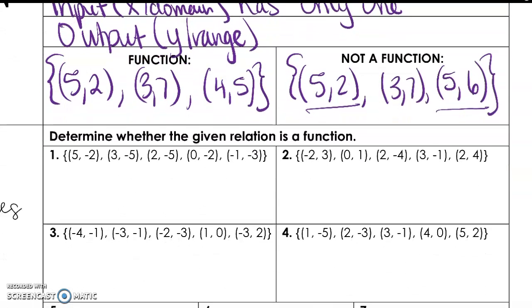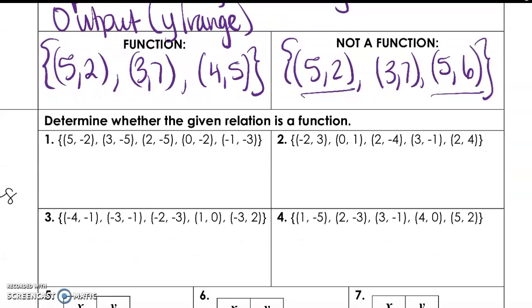When you have a list of ordered pairs, you're looking at the x's. 5, 3, 2, 0, negative 1. Those are all different numbers. Nothing has been repeated. So no matter what the y values are, it honestly doesn't matter. It's just a yes. Some of you are probably thinking, well, here, these two numbers are the same. Those are y values, so it doesn't matter. The output doesn't matter as long as the inputs are different.